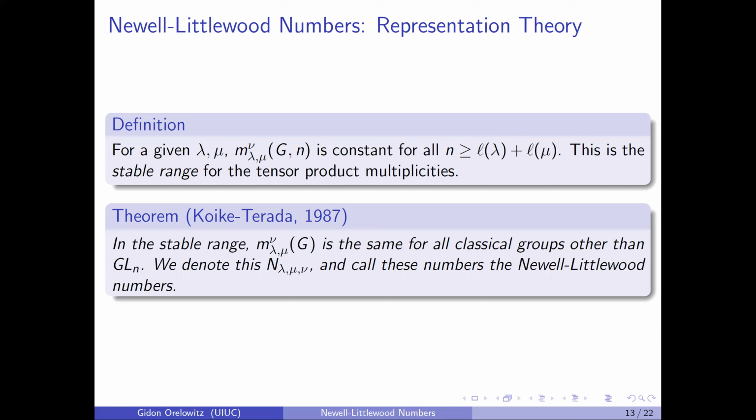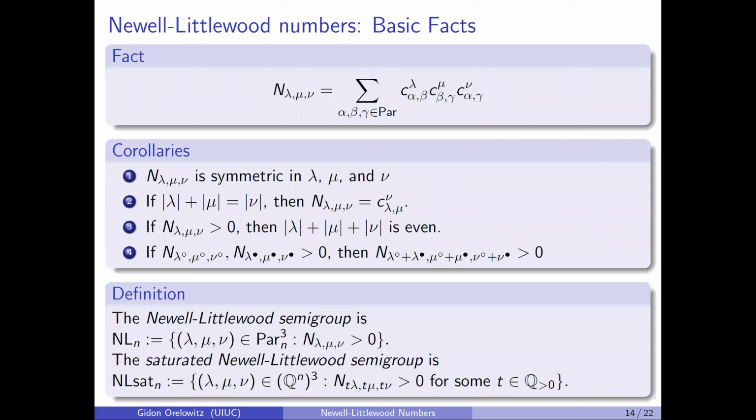Independent of this representation theoretic definition, Newell and Littlewood were able to show that these coefficients can actually be described in terms of the Littlewood-Richardson coefficients. So in particular, you can say they're equal to this sum over all triples of partitions of this 3-way product of Littlewood-Richardson coefficients. And just from this formula and what we know about the Littlewood-Richardson coefficients, there's a lot of stuff we can say about the Newell-Littlewood numbers.